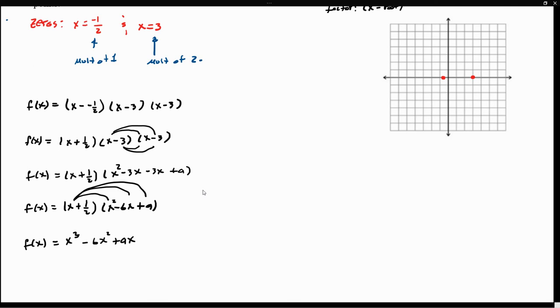And just for formality, let's distribute the 1/2. So we're going to distribute the 1/2. So I'm going to have 1/2 x squared, and that's minus 3x, and that's plus 9/2. But for the purpose of this problem, we don't really need to worry too much about the simplification over here. Because if we want to use the leading coefficient, all we care about is the leading term.